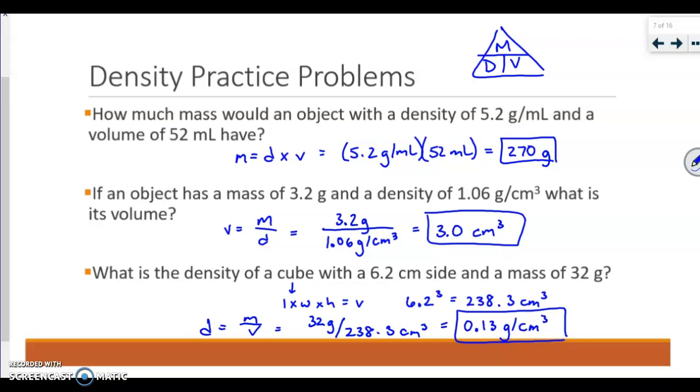Please check your answers. The first one, you were finding mass, so you had to multiply D times V. The second one, you were calculating volume, so you had to take mass divided by density. And for the third one, you had to first find the volume. Volume is length times width times height for a cube. Since it is a cube, it's really that number cubed. And then I used that number for my volume, and I took my mass of 32 divided by my 238.3.